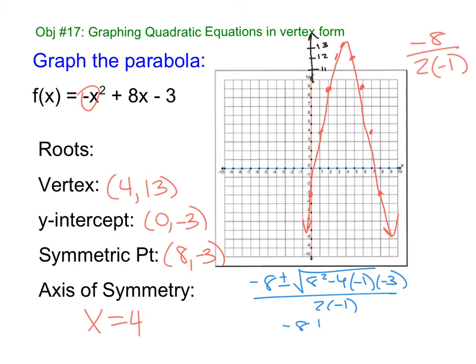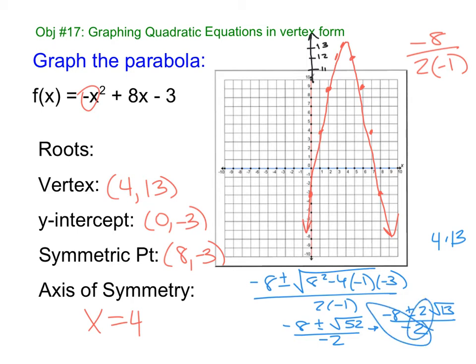So negative 8 plus or minus root 52, all over negative 2. 52 is 4 times 13. So that's negative 8 plus or minus 2 root 13, over negative 2. So then I can divide, and I get 4 plus or minus root 13.